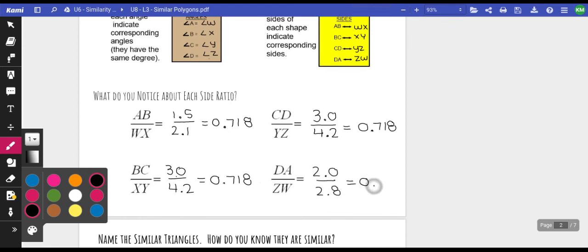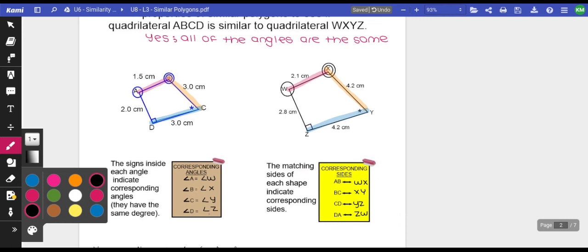Okay. What do you think that 0.718 represents? The scale factor. Now we have to be careful. It's less than 1, so would you agree it'd be in the direction of things getting smaller? And what it's saying is each side multiplied by 0.718 creates its corresponding side. If they do it for every single side, what does that tell us? Is everybody getting that number?